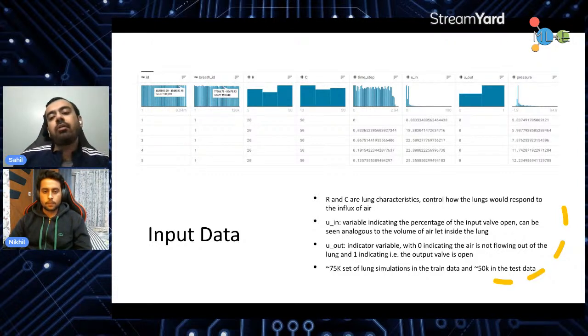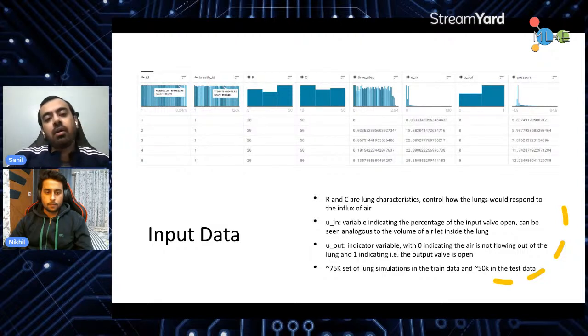For the expiratory valve, we were not given a continuous spectrum of values for u_out. Rather, we were just given an indicator variable, which showed whether the air was flowing out of the lung or not. If the value is zero, that means the air is not flowing out. It is just getting collected inside the lung, which corresponds to the inhaling phase when we breathe. Similarly, when the value is one, that means the inhalation is complete and the exhalation is starting.